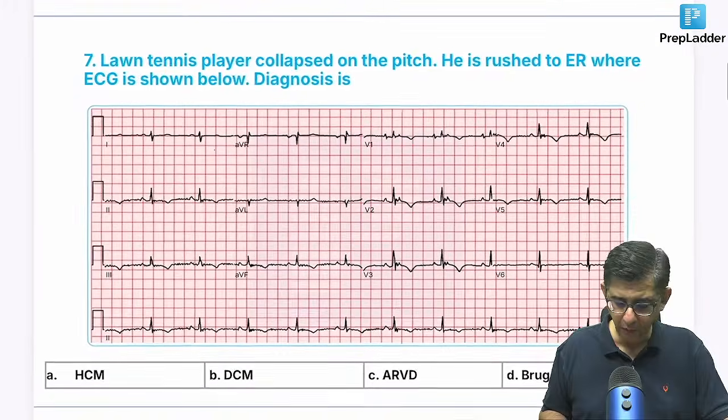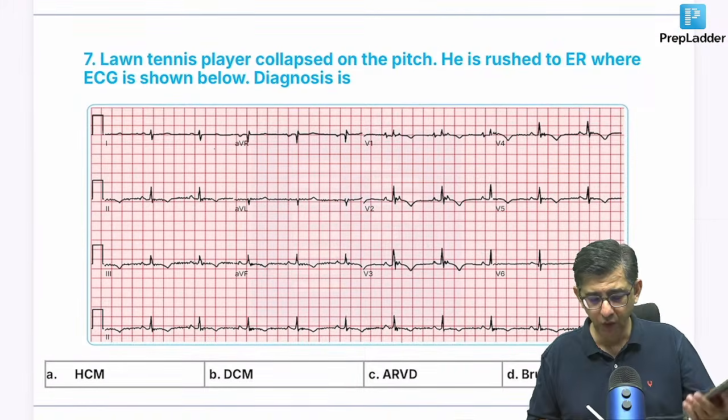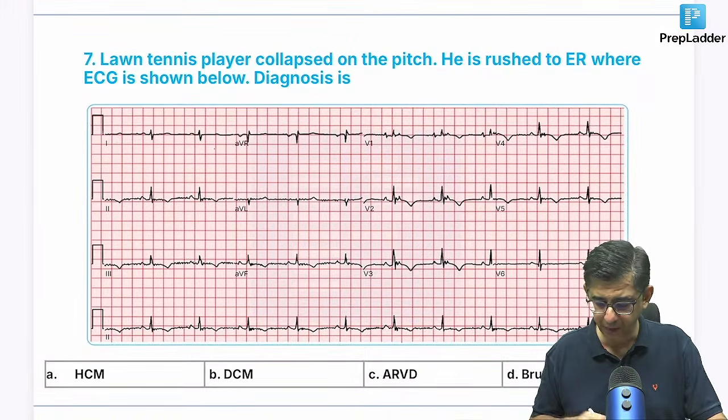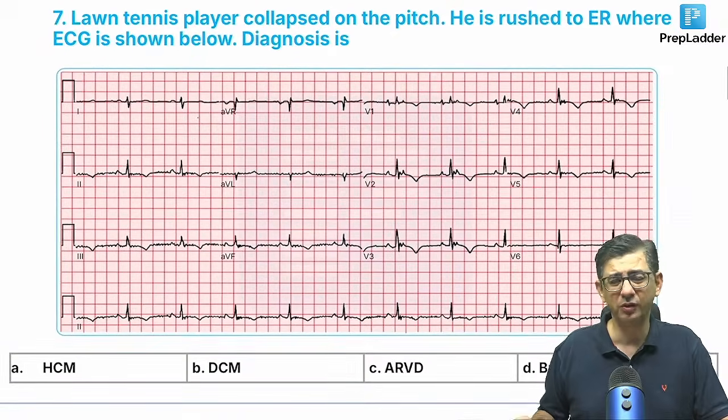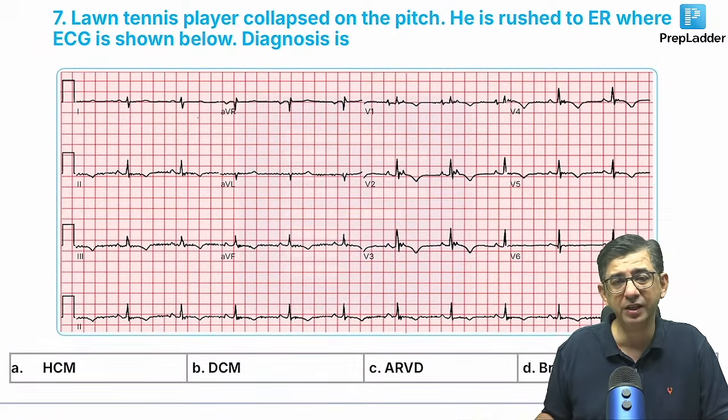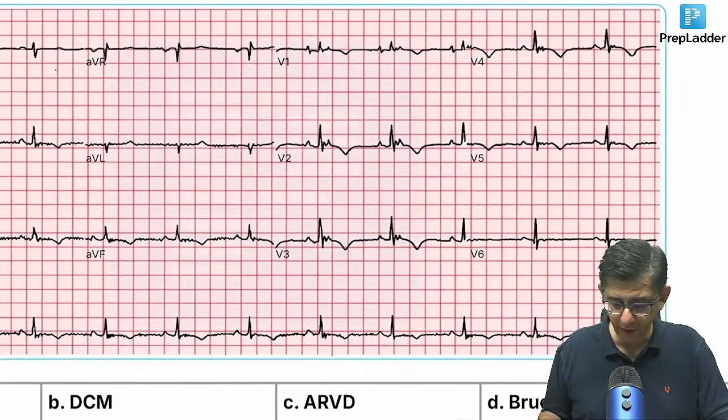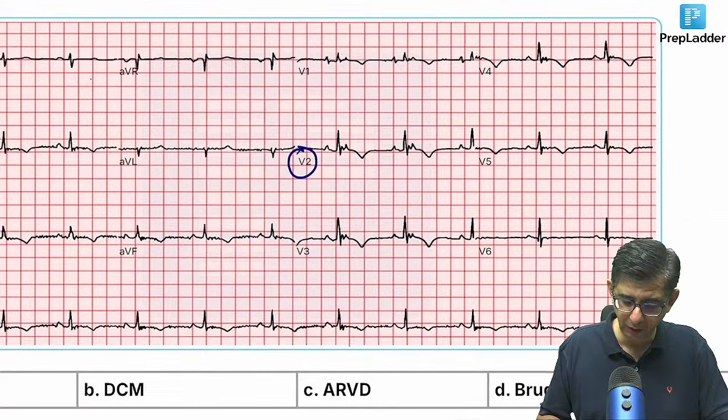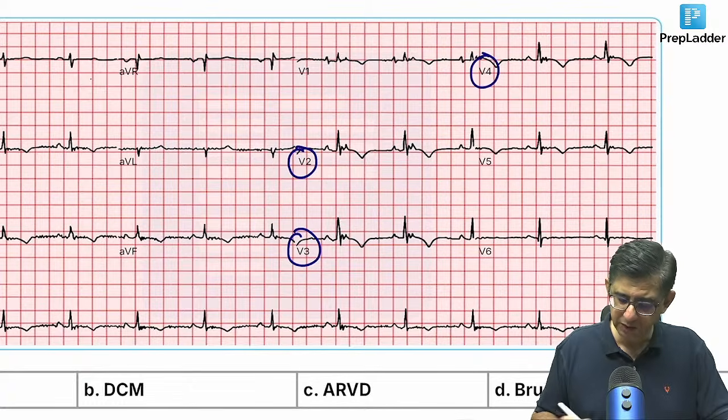Good, Abdul, that you picked it up. And we come to the lawn tennis player collapsing on the pitch. The language of the question, I've made it a little smaller. This is again a recap from the INI-CET. A lawn tennis player collapsed on the pitch, and especially I would like you to focus on the precordial leads, that is V2, V3, and yeah, even V4 as well.